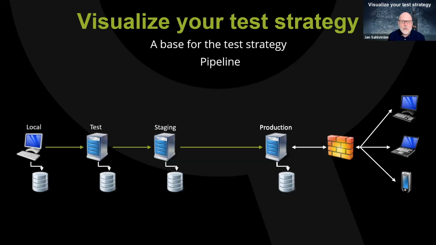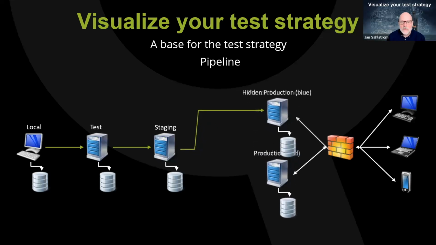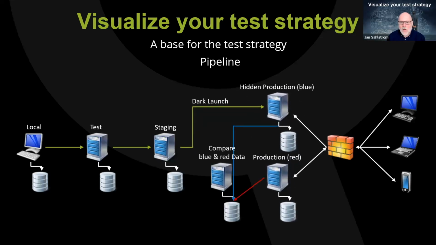So this was one model that we started with in one assignment I had, to see, okay, this is what we have today. What do we want to do? Where do we want to go? One thing that came out of the discussions was actually to change the pipeline. We wanted to have something called the dark launch, which meant that we deploy everything to a hidden production environment that the customer cannot see, but which is affected by activities that the end user does.